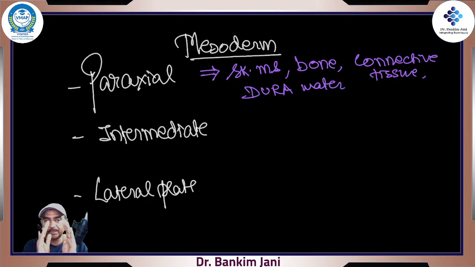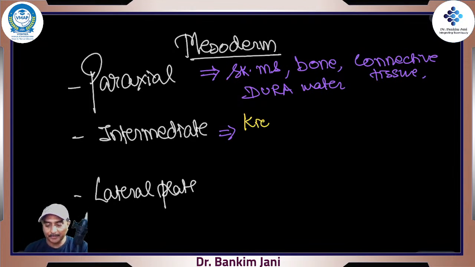Paraxial means it is near to the central axis, right? Near on both the sides. So that's why it is on both the sides. What about the intermediate one? Intermediate. Okay, great.